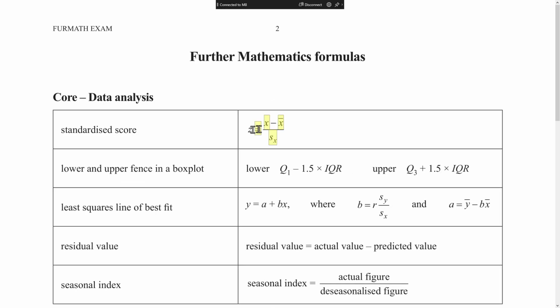So today, we're actually going to use this very first formula, the standardized score, and you'll see they've got X bar and SX there. Okay? And we've got this as well, the upper and lower fence of a box plot, the 1.5 IQR thing.